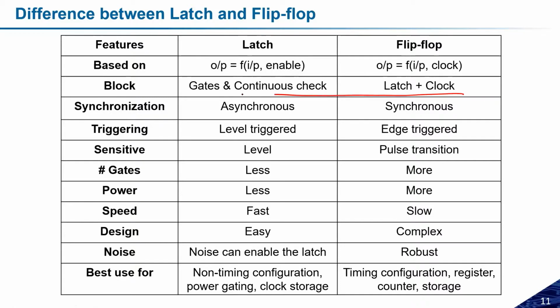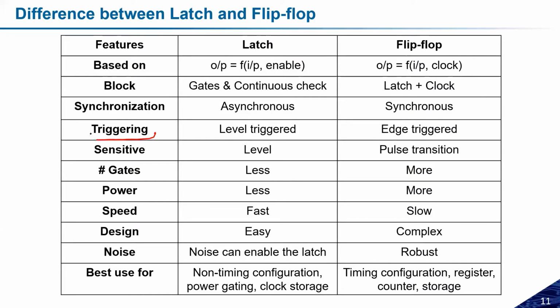If you see the second comparison, the block is nothing but latch plus clock, and that becomes the flip-flop. So the latch section plus the clock section becomes the flip-flop. The clock is basically utilized to synchronize the signals. The latches are asynchronous, whereas the flip-flops are synchronous because of the clock. Because in the flip-flop we have the clock, we can synchronize it.